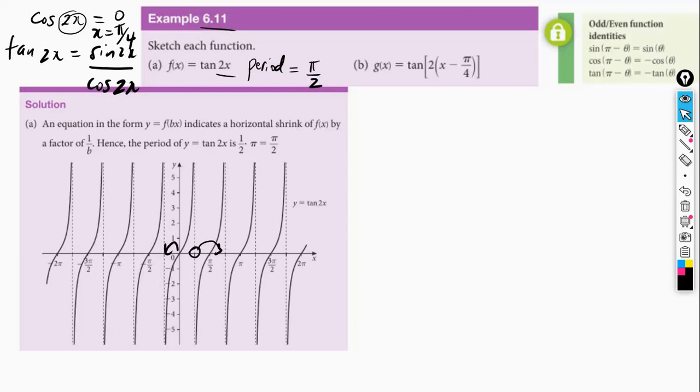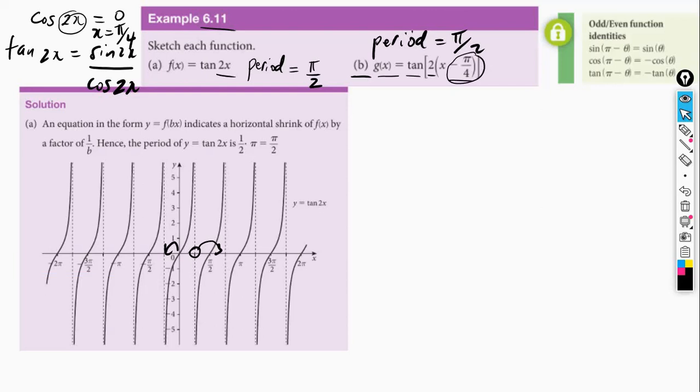So now let's take a look at B. B says g of x is equal to tangent of 2 times x minus pi fourths. So here we have two things affected, the period, and there's also a phase shift. So notice that the period here is going to be the same as in A. We're going to get a period of pi halves. So we have the same period as in A, like I just said. But we have to take into account the phase shift. So notice that we have a phase shift of pi fourths to the right.